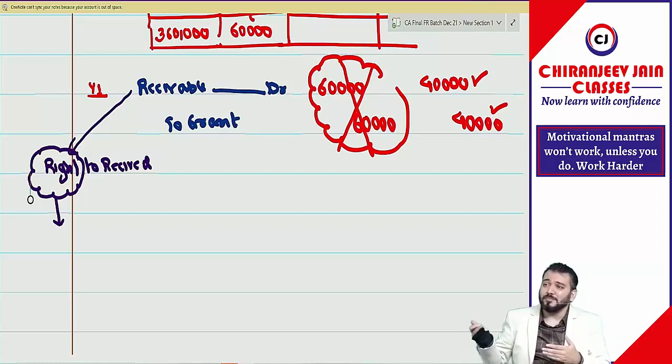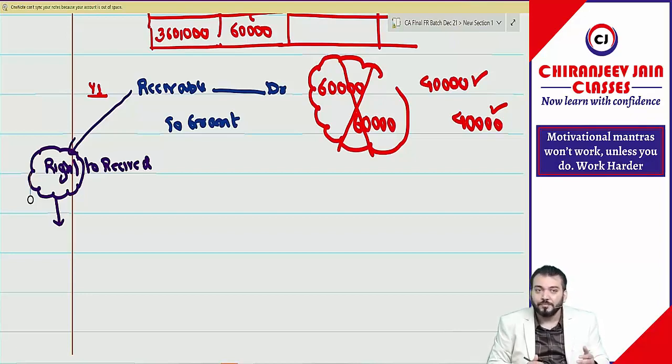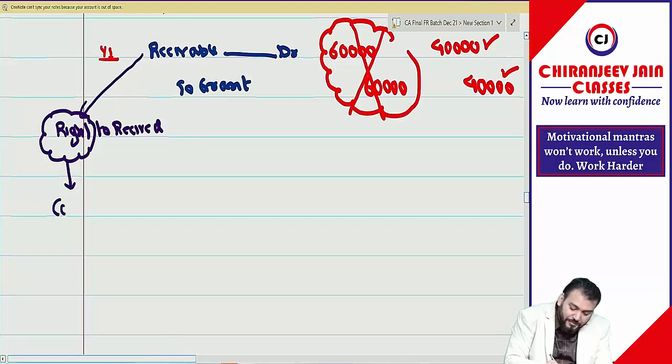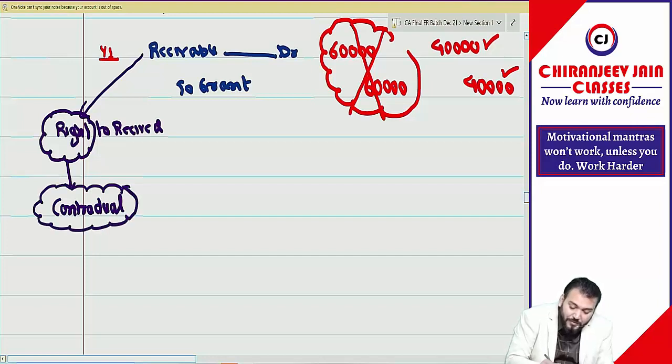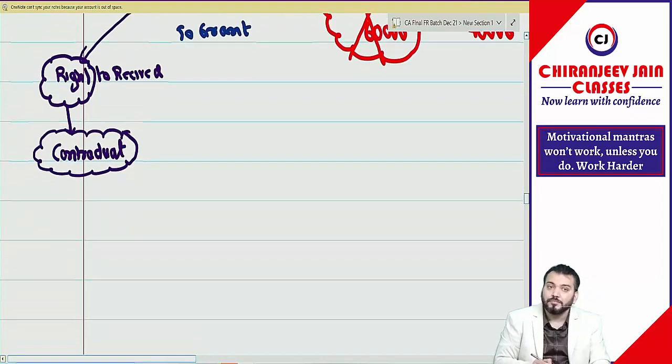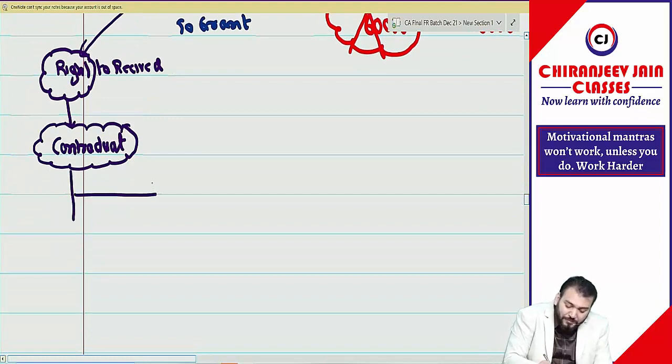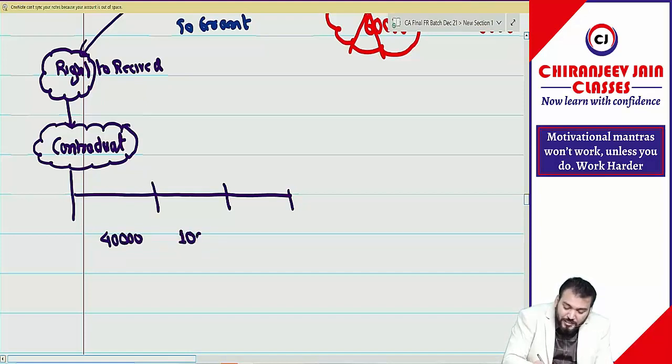Even though someone has paid fees, it might happen that I may not give the right. Correct? So it means there is a contract. Can you see this is a contractual right? The right is generated from a contractual right. And in the contract it is given that 40,000 is receivable in the first year, 10,000 receivable in the second year, and 10,000 receivable in the third year. It is given in the contract.